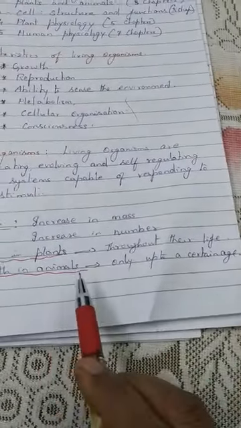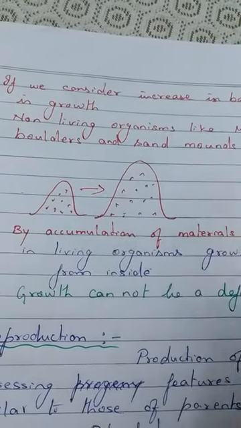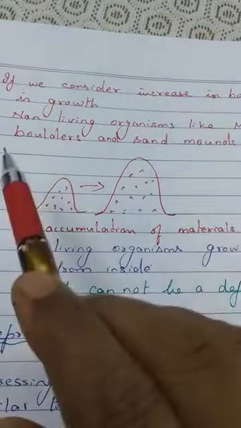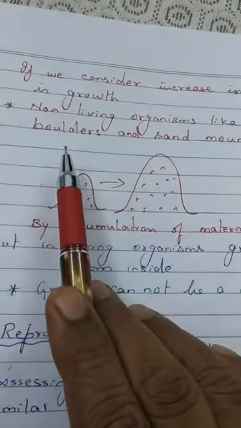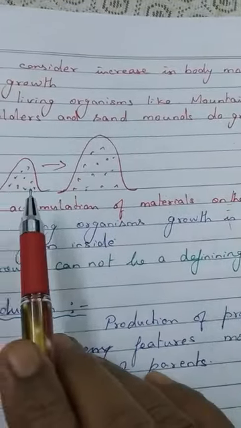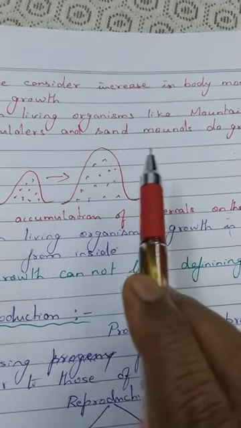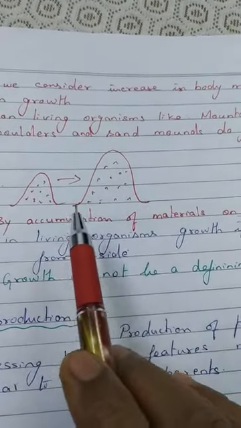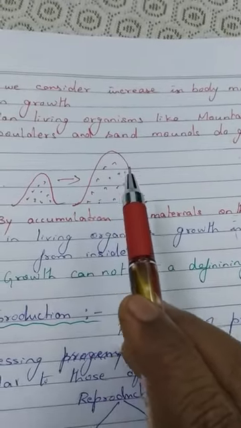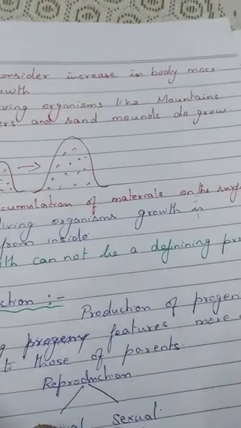If we consider increase in body mass as growth, then non-living things like mountains, boulders, and sand mounds do grow. They also grow. See, a small mountain, when more and more substances are added on the outer surface, the size will be increased by accumulation of materials on the surface.